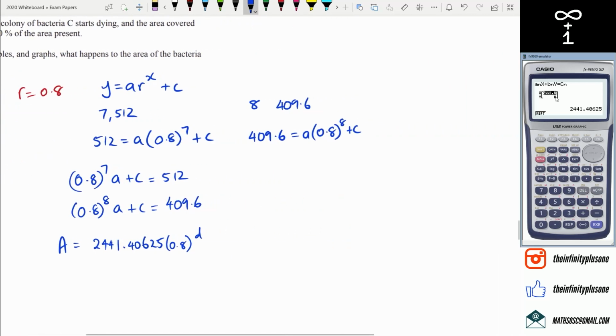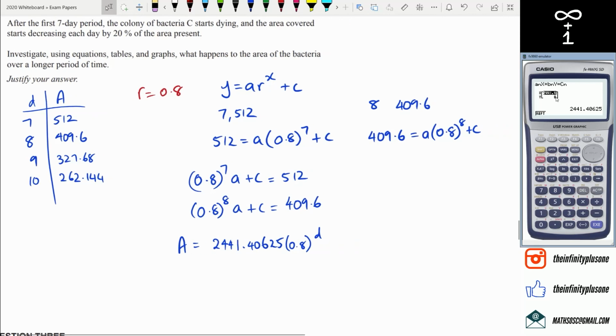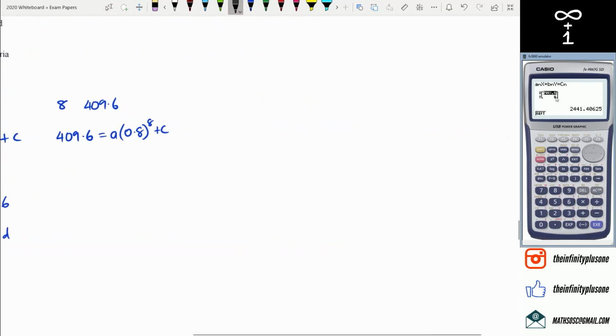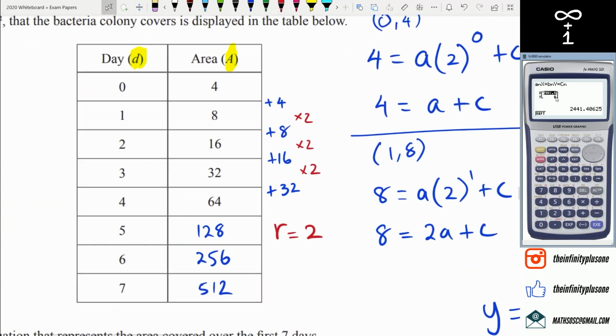And as for the table, we've got the table. As for the graph, what you need to do is sketch the graph over a longer period of time. All I'm doing is like that first graph that we had. What I'm talking about, the first graph is this table. You've got to draw that for 0 to 7 first.